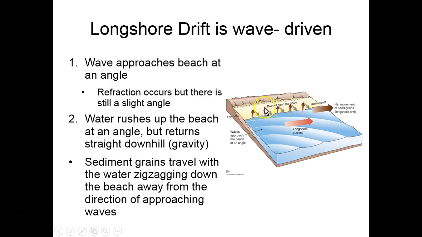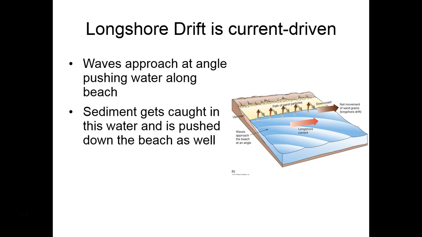Then you have another wave coming in and it's bringing that sediment back up, but it's coming back down here and so on and so forth, so that we end up having a pile of sediment down the coast. Okay, so water rushes up the beach at an angle but returns straight downhill. The sediment grains travel with the water zigzagging down the beach away from the direction of approaching waves.